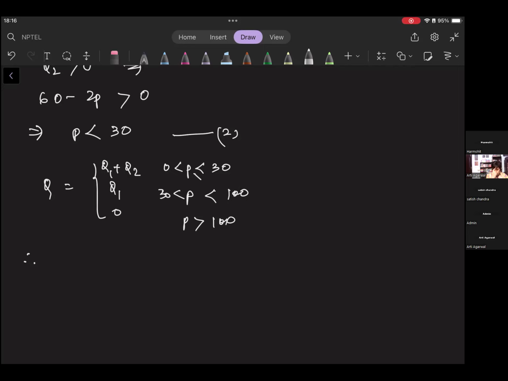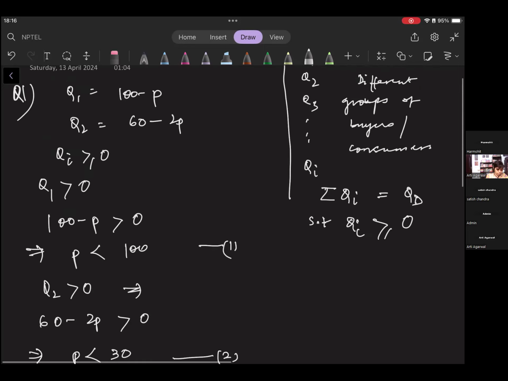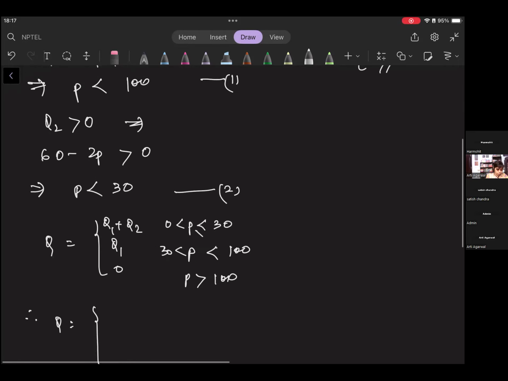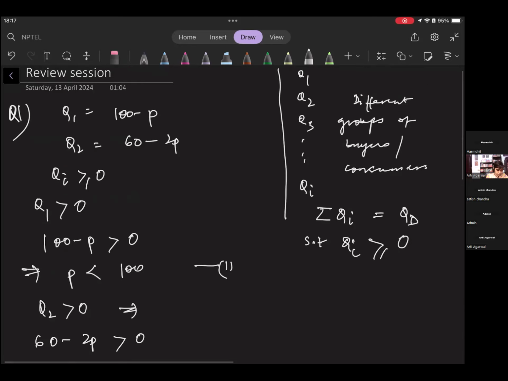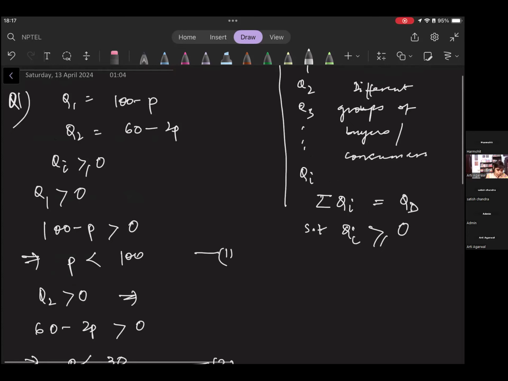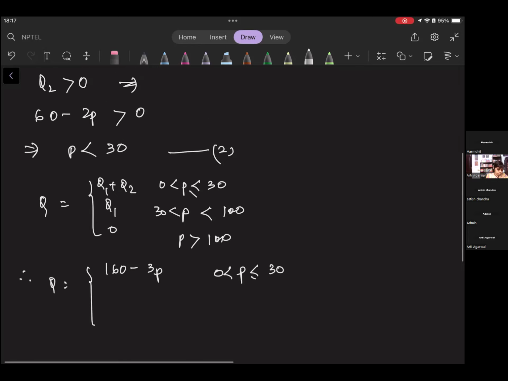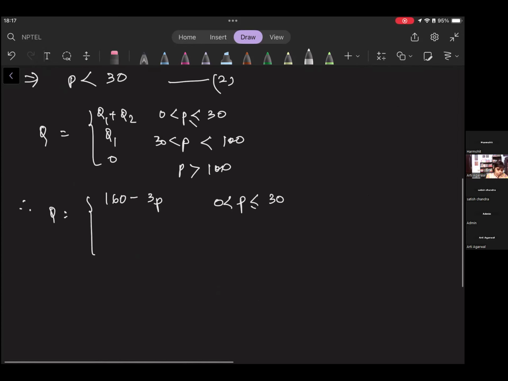Therefore, now you can do the horizontal summation as we normally do. Q is equal to Q1 plus Q2, which is 100 minus P plus 60 minus 2P, that is 160 minus 3P for P greater than 0 and less than or equal to 30. The second condition is 100 minus P for P between 30 and 100. The third is 0 for P greater than 100. This is the final answer.